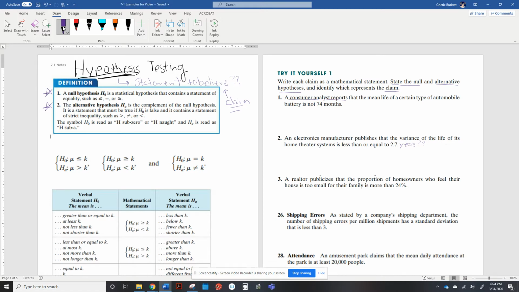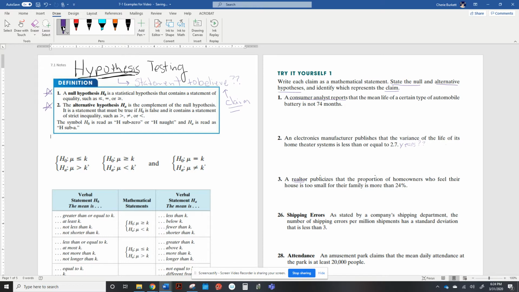Here's another one. A realtor publicizes, in other words, they're claiming, they're making a statement that they want us to believe. And the statement that they're making is that 24% of homeowners feel that their house is too small. So maybe they conducted a survey and they're reporting the results. A company shipping department is making a claim that the number of shipping errors for every million shipments has a standard deviation that's less than 3.